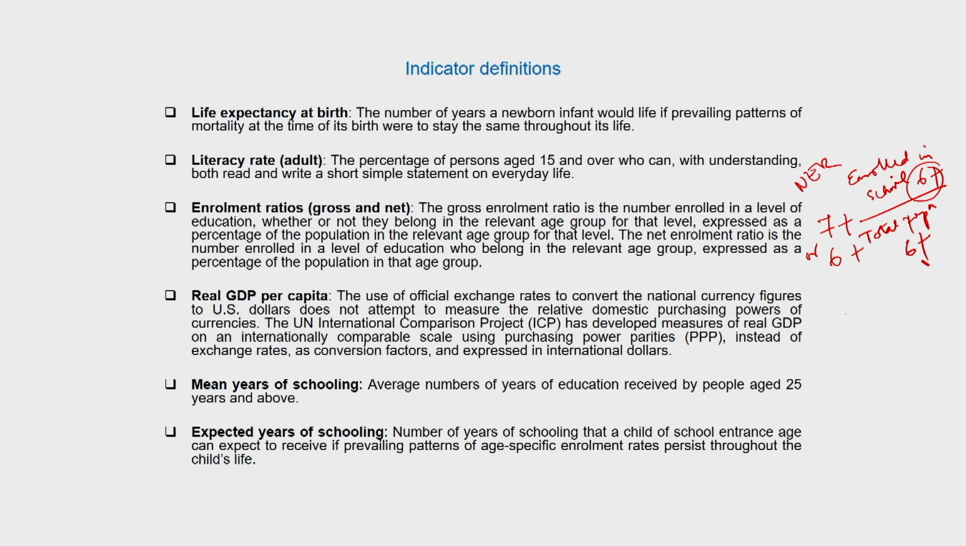Mean years of schooling refers to the average number of years of education received by people aged 25 years and above, and the expected years of schooling refers to the number of years of schooling that a child of school entrance age can expect to receive if prevailing patterns of age specific enrollment rates persist throughout the child's life.